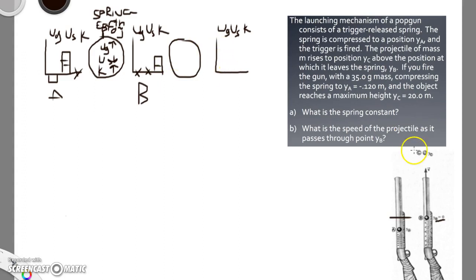Finally, when we get to position C, it's flown all the way up to its highest point, and so at that point we'll say all that energy has been transformed into gravitational potential energy. There's no more elastic potential energy and no more kinetic energy. So during that last part, kinetic energy has decreased and our gravitational potential energy has increased.